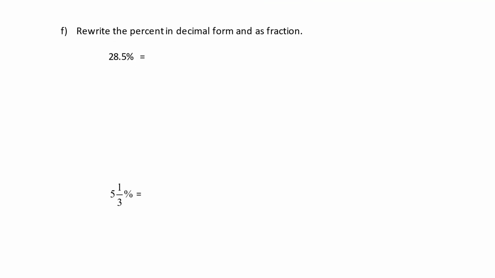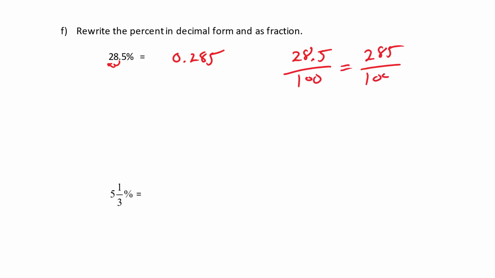F now. Rewrite the percent in decimal form and as a fraction. So as decimal form, move that over to 0.285. As a fraction, 28.5% per 100. Multiply the top and the bottom by 10 to get rid of the decimal. I'm going to divide the top and the bottom by 5 now. 200 on the bottom, 57. So here's your decimal, here's your fraction.